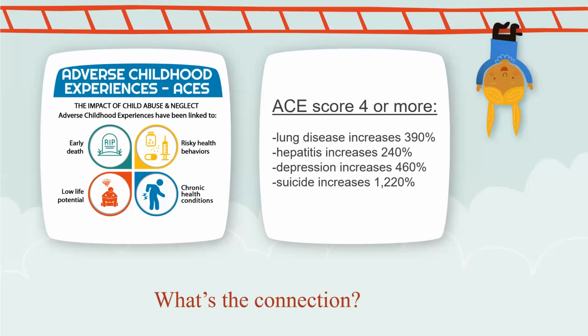Many people have somewhere between 0 to 2 ACEs. When we hit 4 or more, we start to see an even more dramatic increase. So as an ACE score reaches 4, the lung disease increases in likelihood by 390%. Hepatitis likelihood increases by 240%. Depression likelihood increases by 460%. And suicide likelihood increases by over 1,200%.